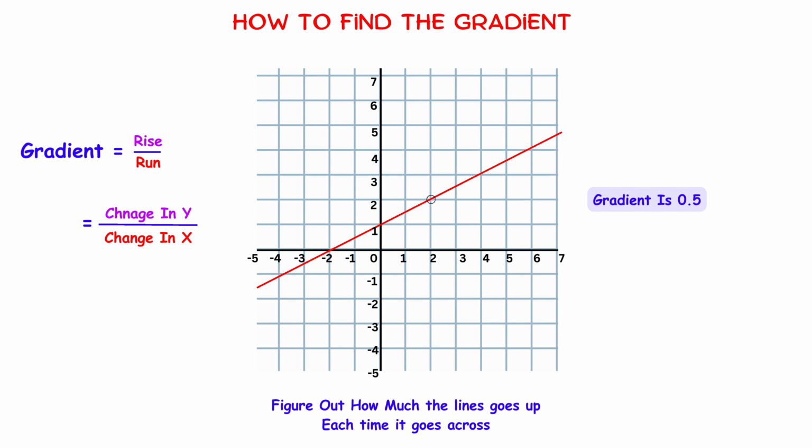If we look at our next line, though, and do the same thing, this time for every one that it goes across, it only goes up by 0.5. And so the gradient of this line is only 0.5, which means it's less steep than our last line.